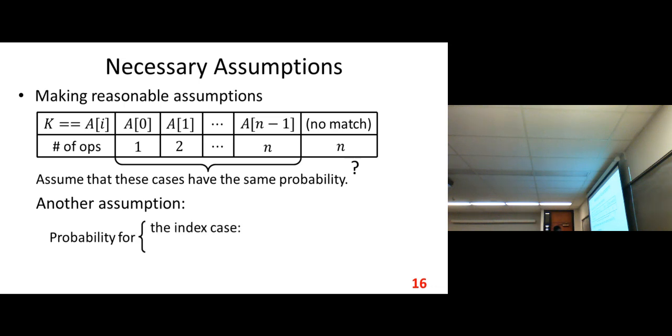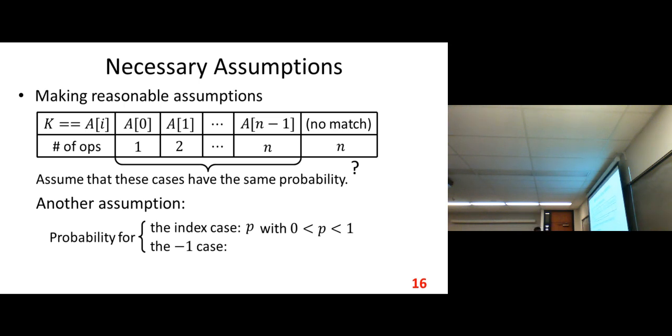The index case, we have two cases regarding the probability. Index case means your function returns an index, a valid index. The -1 case is the no match case, where your function returns -1. These two cases. So let's assume the first case, index, the probability equals P. P is a positive number between 0 and 1.